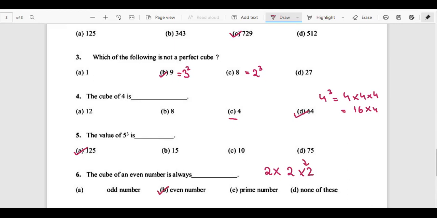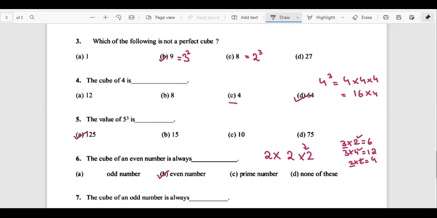For example, if we have 3 into 2, we get 6. If we have 3 into 4, we get 12, okay? If we have 2 into 2, we get 4. So whenever we are multiplying an even number, either with an odd number or an even number, we get an even number, right? So the cube of an even number is always an even number.